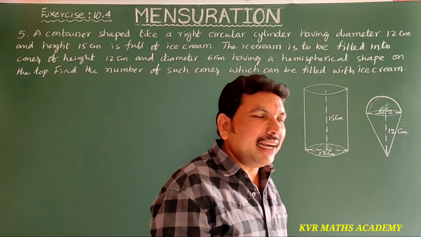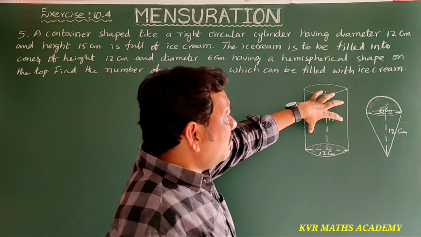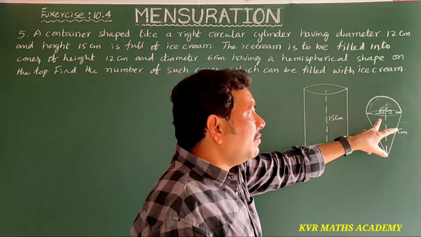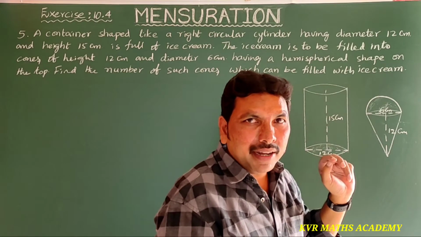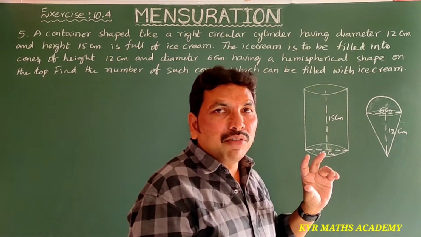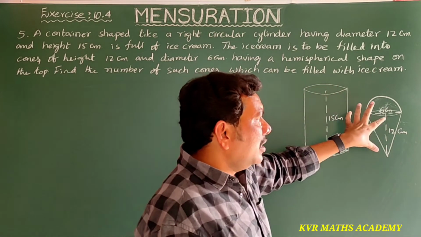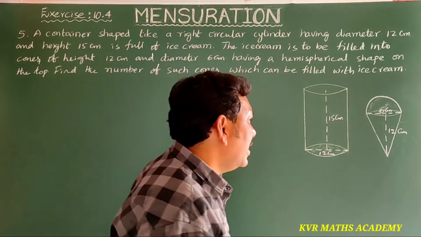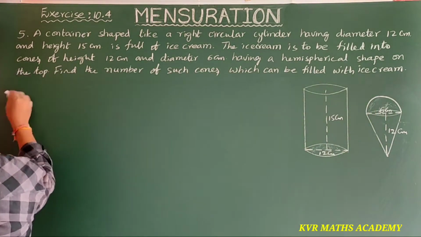Here, the volume of the cylindrical container is equal to the volume of the cone plus the volume of the hemisphere. So, we have to find the volumes of a cylinder, a hemisphere and a cone. First, the cylindrical container.